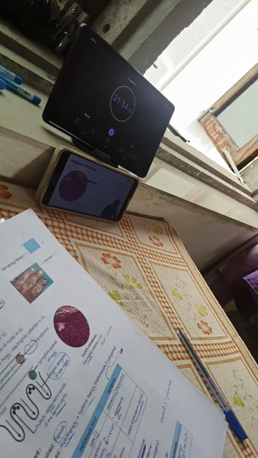Here you can see in the picture that there is a collection of neutrophils over here. This collection of neutrophils in the stratum corneum is referred to as Munro's microabscess.